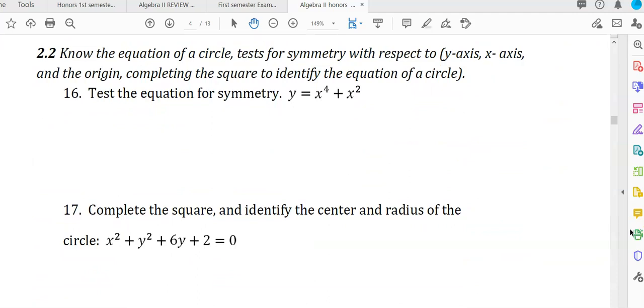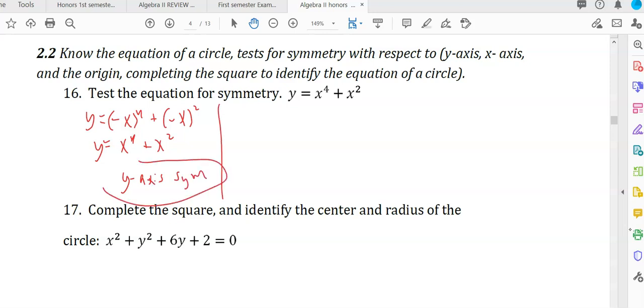So we're going to test for symmetry. I think for the test for symmetry, we can plug in negative x and see if everything remains the same. So we get negative x to the 4th plus negative x squared. And that really is x to the 4th, right? An even negative number to the even power plus x squared. That's the same equation. So this does have y-axis symmetry. So it does have that.